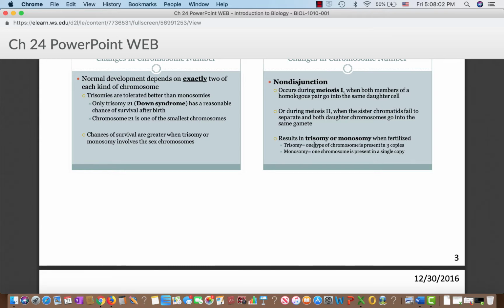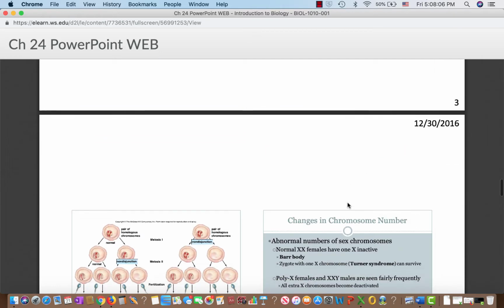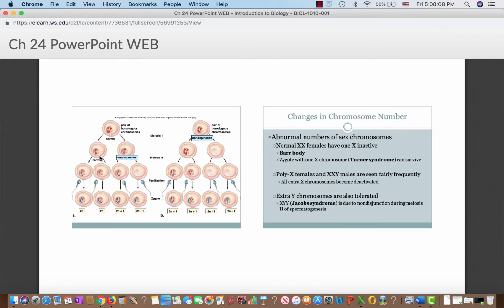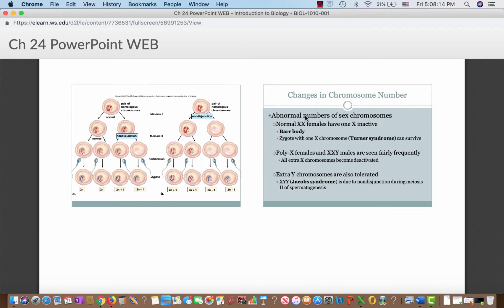Monosomy, you get 1 copy. Trisomy, you get 3. Fairly self-explanatory. And that's diagrammed here on this slide if you want to take a look at that in more detail later. If you have abnormal numbers of sex chromosomes, if you have extras, it's usually not that big a deal. If you have too few, that's where you can get a problem.